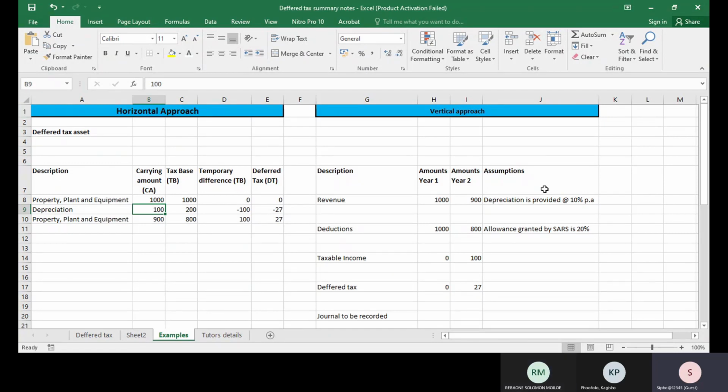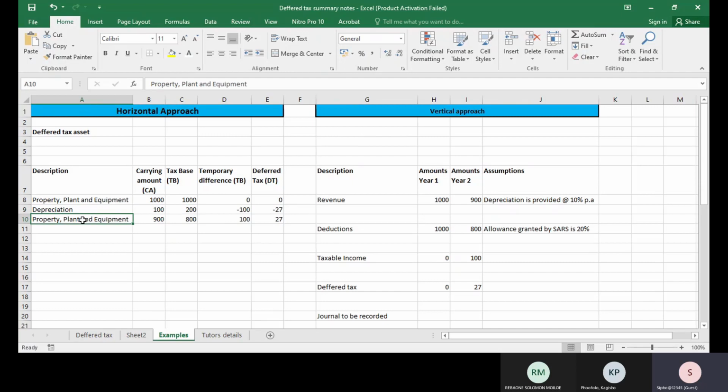So I made an assumption here. I said depreciation provided is 10% in this plan that we bought. And then when you look at your SARS allowance, it's 20%. If you apply 10% to the 1 million, you're getting a depreciation of 100. If you apply 20% to the tax base of 1,000, you're getting 200.